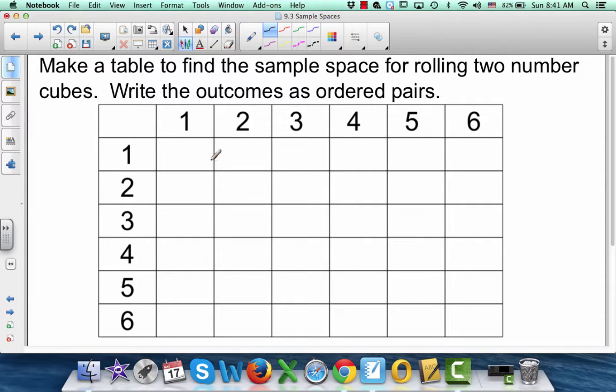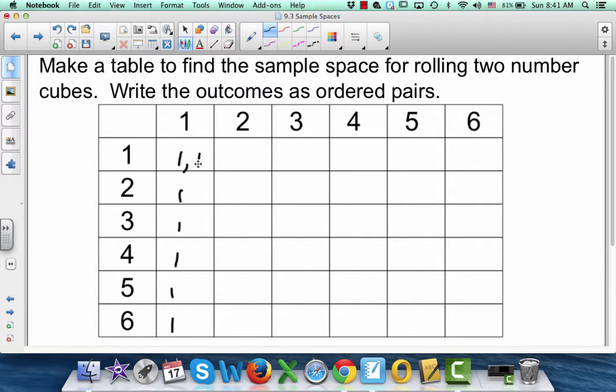Alright, let's make a table to find the sample space for rolling 2 number cubes. We'll write the outcomes as ordered pairs. So, on the first roll, we could get a 1, 2, 3, 4, 5, or 6. On the second roll, we could get a 1, 2, 3, 4, 5, or 6. So if we got a 1 on the first roll, what are the possible outcomes on the second roll?